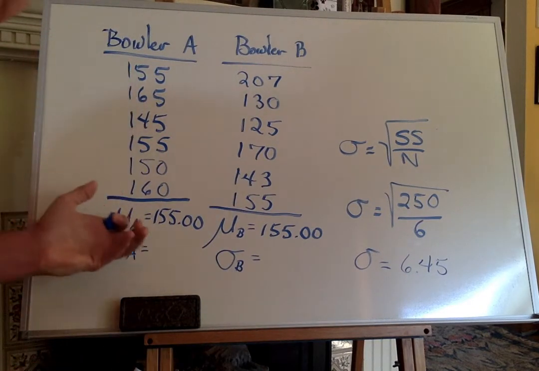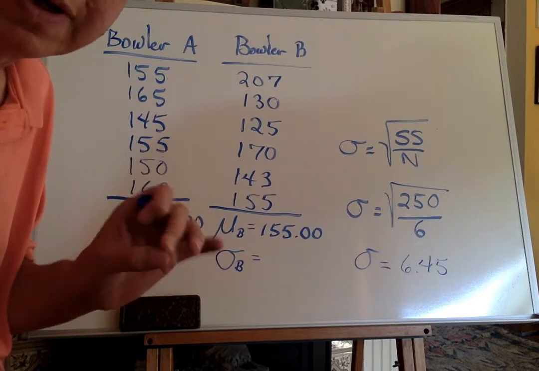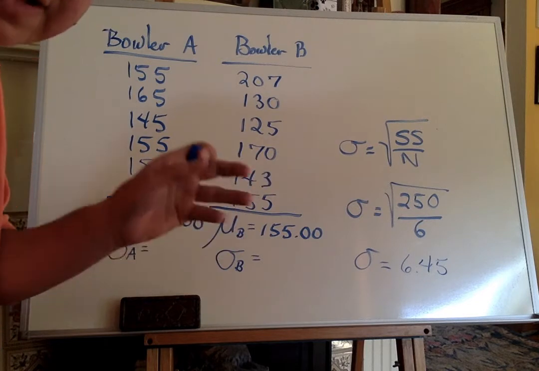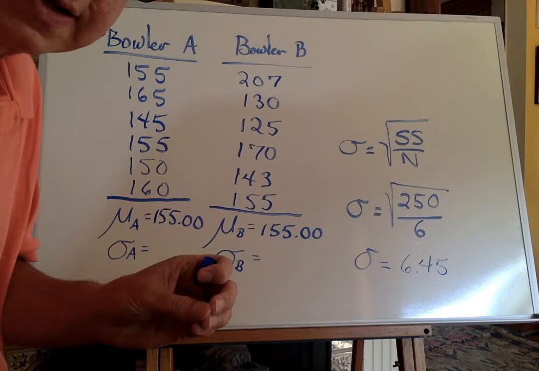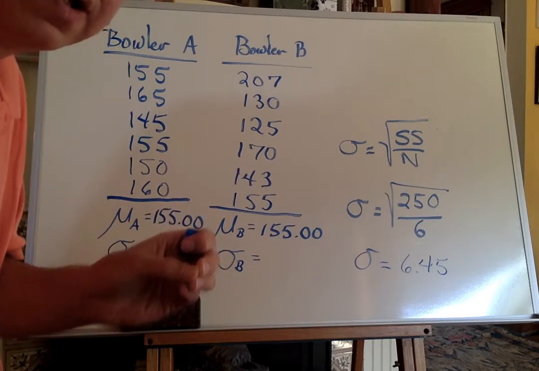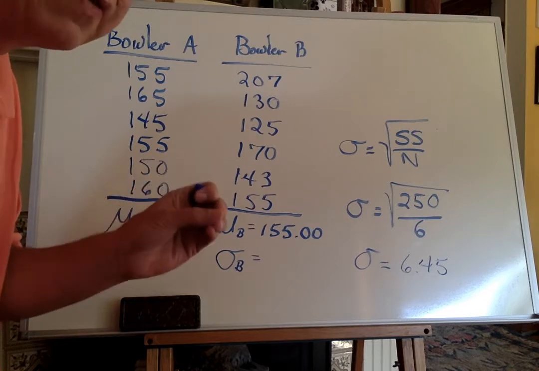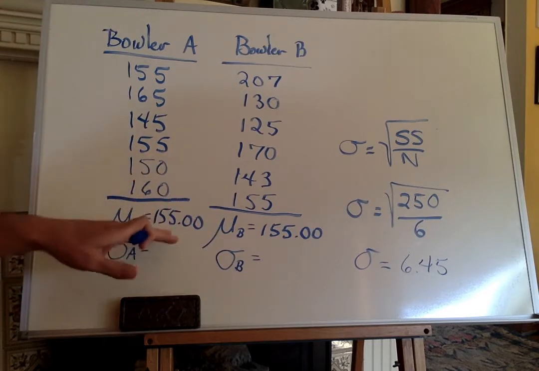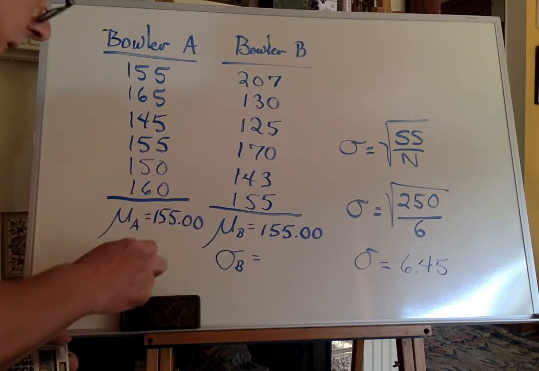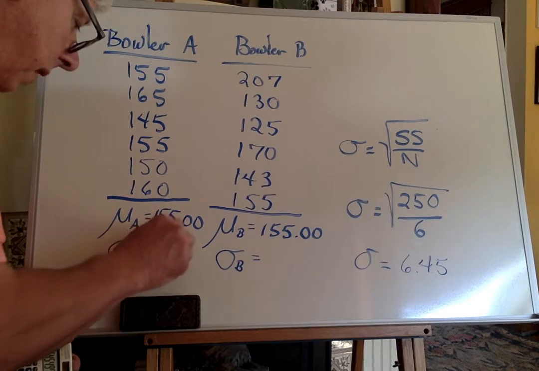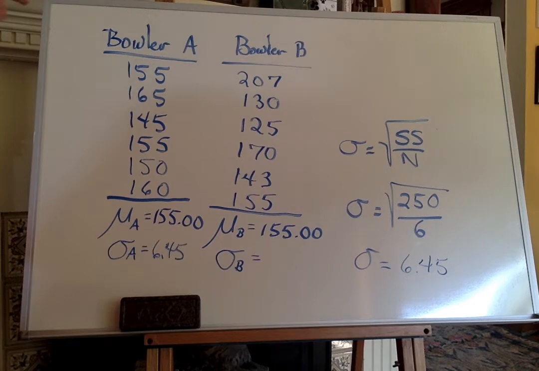And if you recall my guesses before we started this, I thought that the standard deviation was going to be around 5, 6, 7, 8, something like that. Because remember the concept, remember the meaning, okay? The standard deviation is the average amount that scores deviate from the mean. So we have a mean of 155 here, and we're saying that the average amount that scores deviate is 6.45 from that.